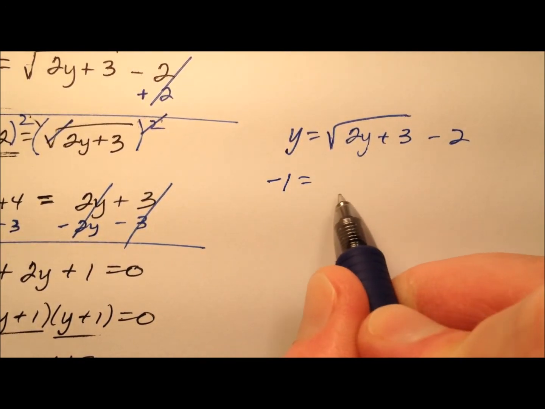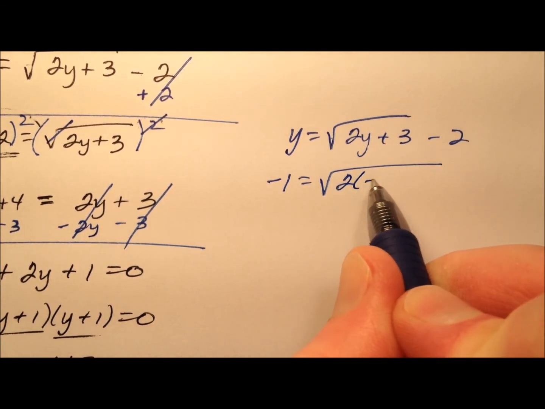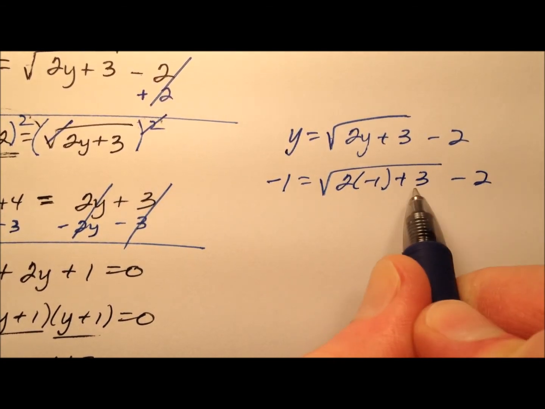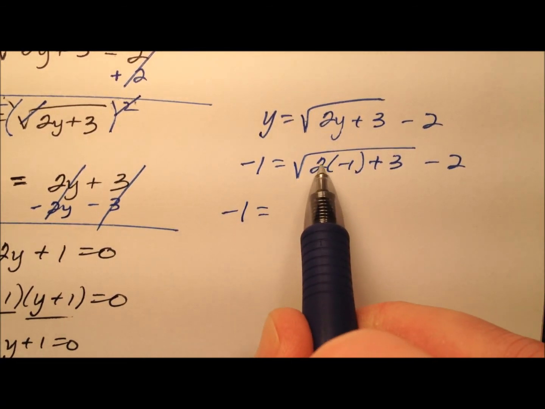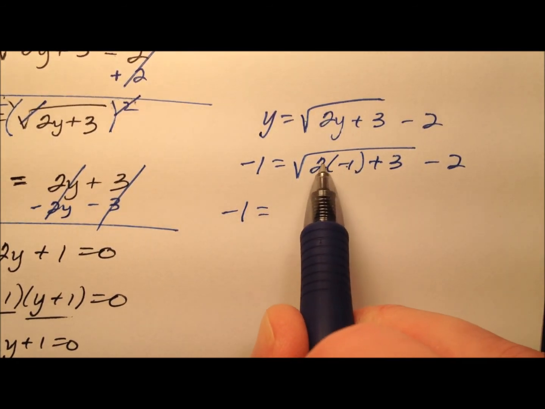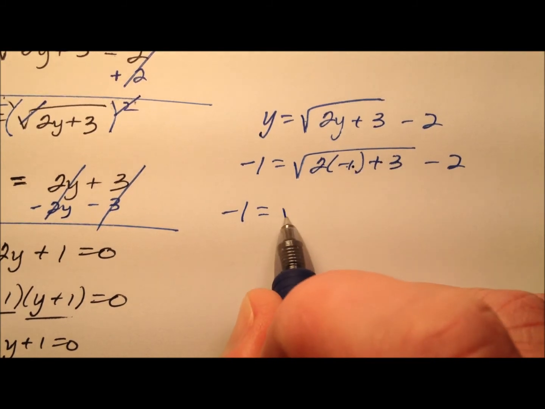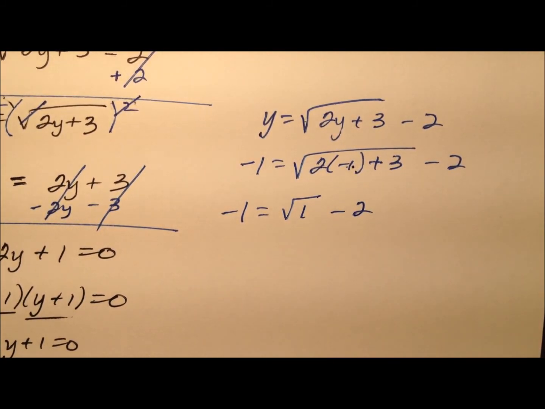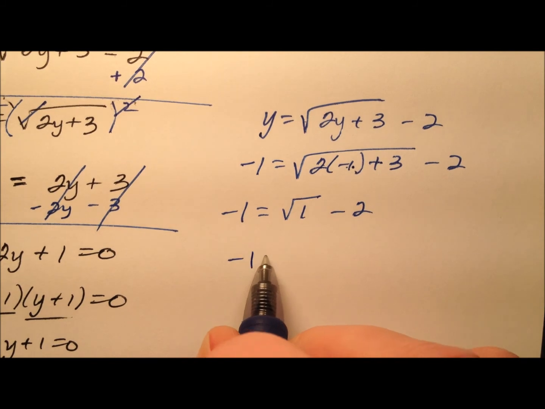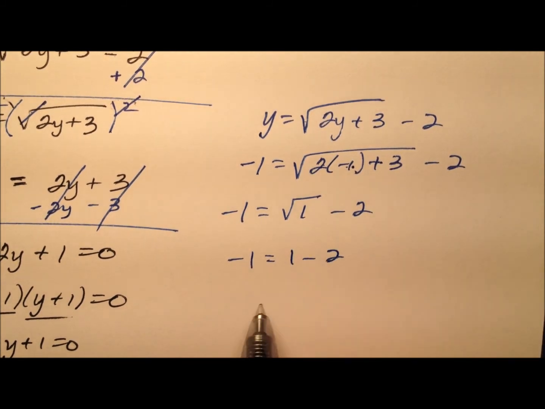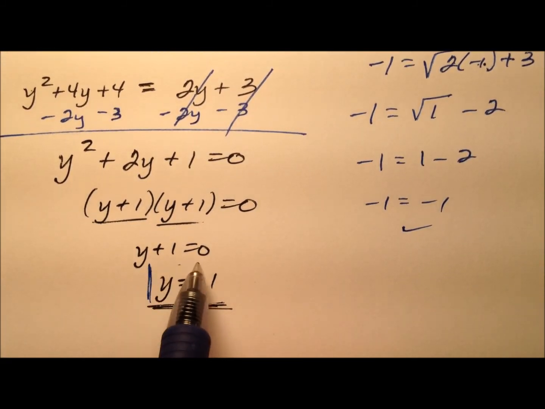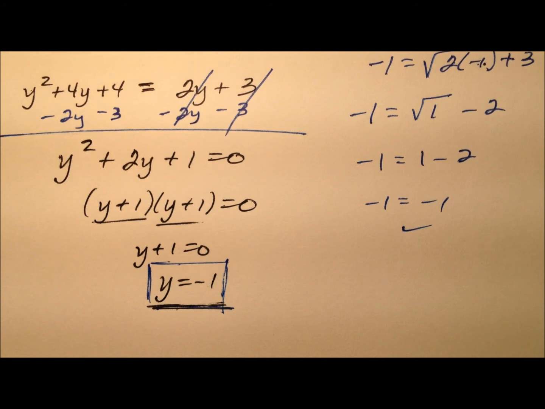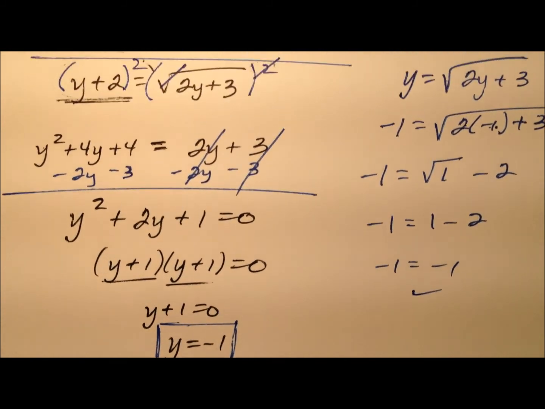So negative 1 equals, so we have 2 times negative 1 plus 3 minus 2. So negative 1 equals, well, what is 2 times negative 1? Well, it's negative 2 plus 3 is 1. What's the square root of 1? Well, that's 1. So negative 1 equals 1 minus 2. So negative 1 equals negative 1. Yeah, so this works out great. So we can see that the solution then for this equation is indeed y equals negative 1.